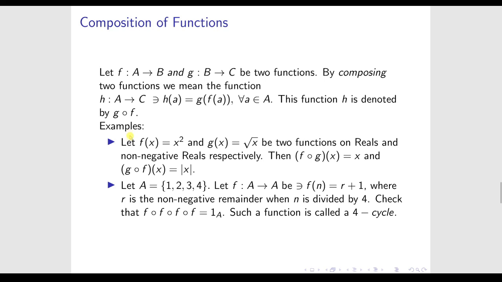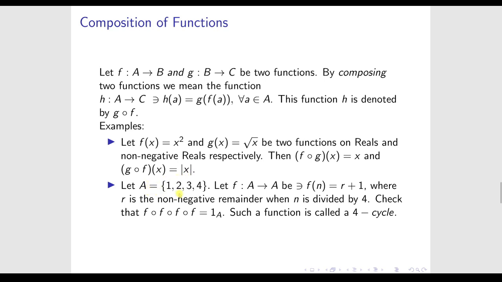Here are some examples. Say f(x) equal to x squared and g(x) equal to square root of x. These are two functions on reals and non-negative reals respectively. Then f(g(x)) is the identity function x, and g(f(x)) is equal to mod of x. Hence we can see that f∘g and g∘f need not be equal.